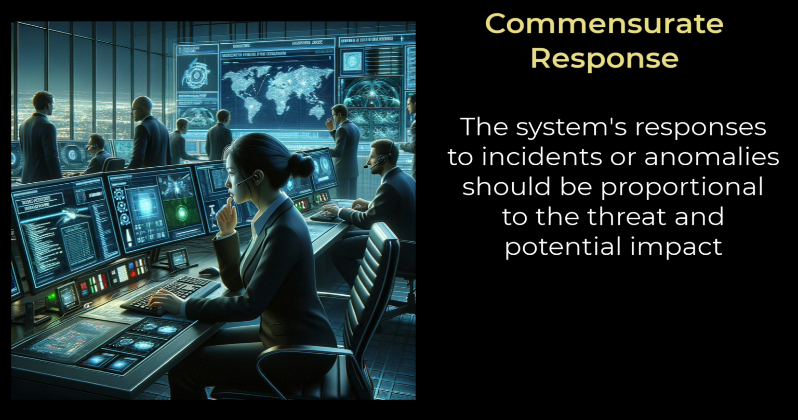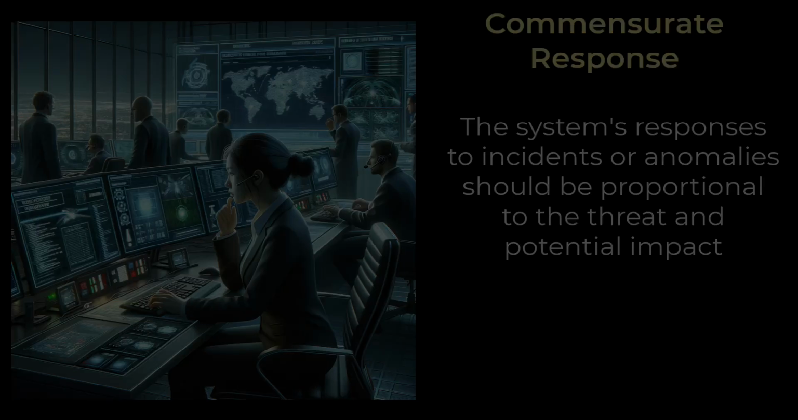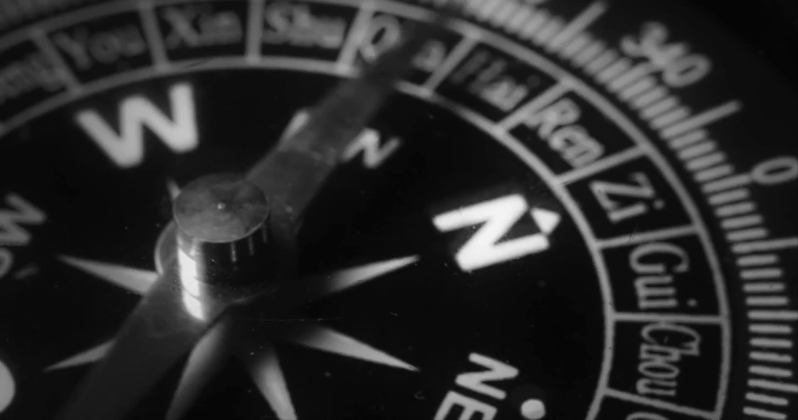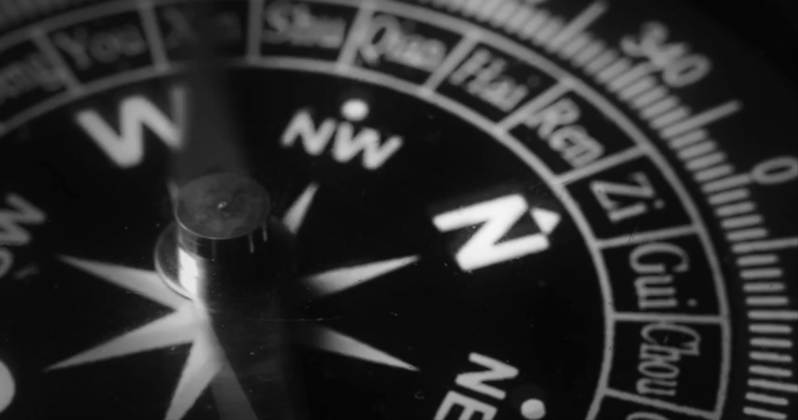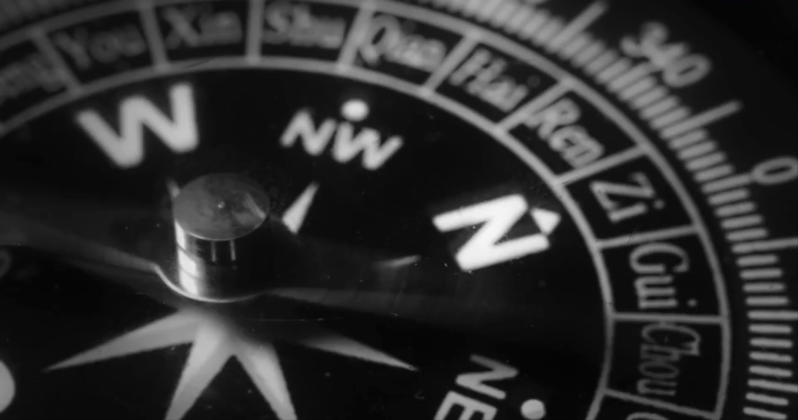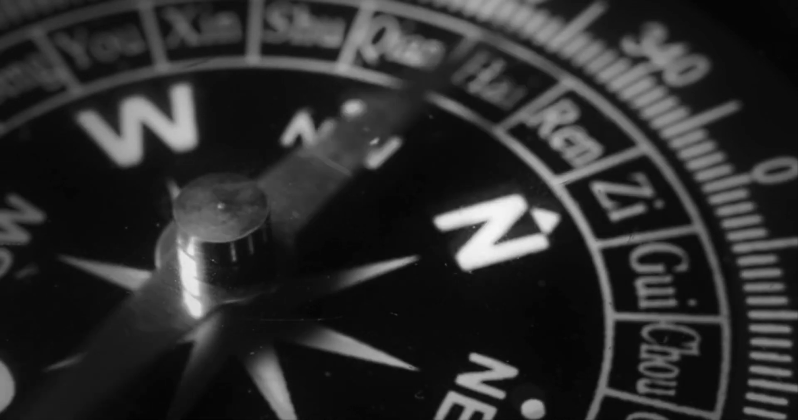Detection alone doesn't stop an incident. It must be coupled with a commensurate response. The principle of commensurate response means the system's responses to incidents or anomalies should be proportional to the threat and potential impact. In other words, don't underreact, but also don't overreact in a way that could cause more harm than the attack. For example, if a minor anomaly is detected, such as a single mistyped password, the response might be a gentle warning about the retry limit. In contrast, detecting a major breach might trigger automatic account lockouts or network isolation.